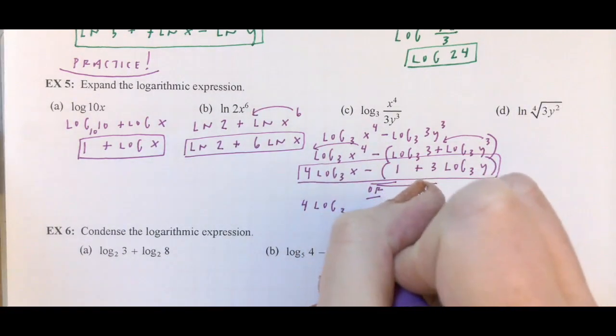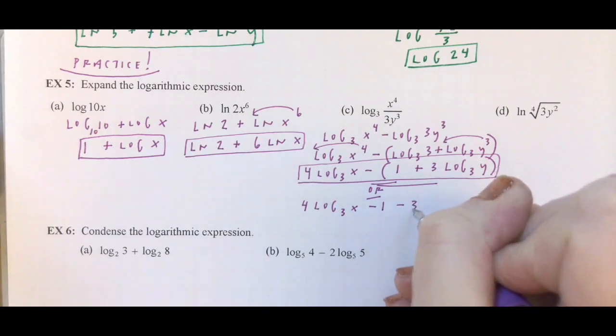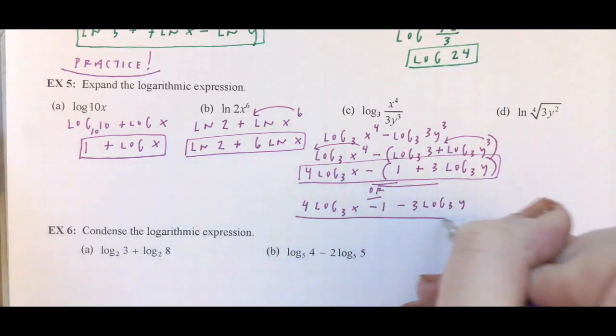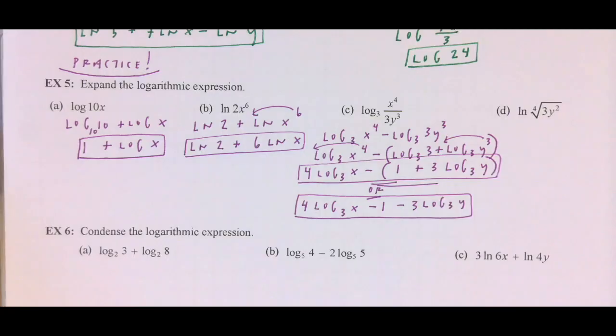So 4 times log base 3 of x minus 1 minus 3 times log base 3 of y. Both of those would be equivalent, would take it either way.